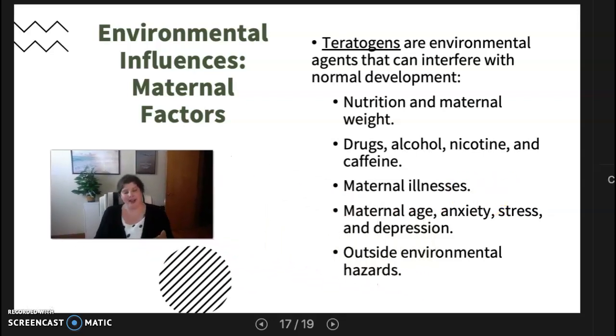So things that can affect women and the fetus during pregnancy, thinking about environmental things, are teratogens. Teratogens are factors that affect normal development. They can be things like this list, like nutrition. If a mother is not getting all the vitamins she needs or doesn't have access to proper nutrition, that's going to have effects on the fetus.